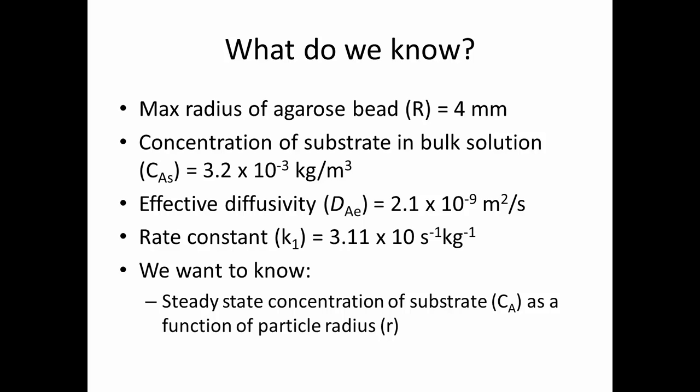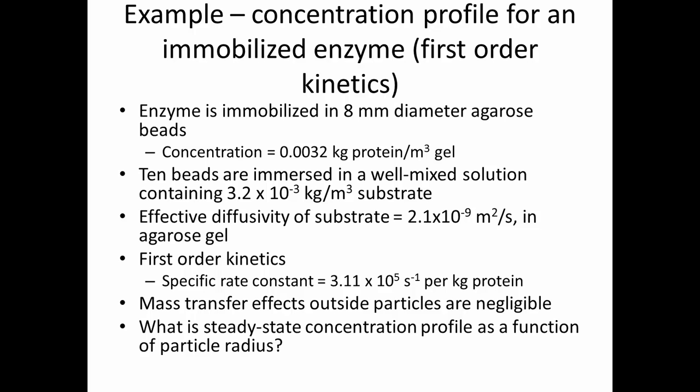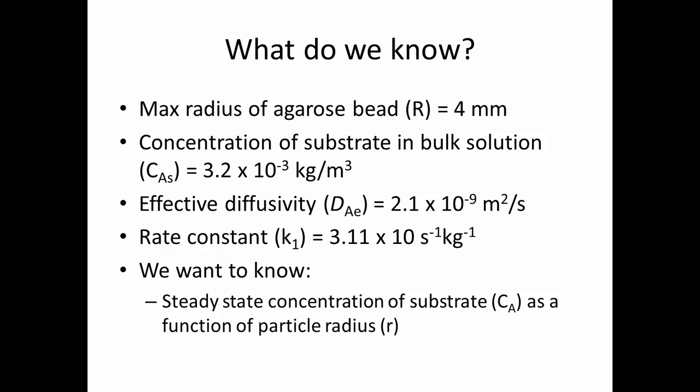What do we know? The max radius of our agarose bead, our big R, is 4 millimeters. We said the diameter was 8 millimeters. Concentration of substrate in bulk solution is 3.2 times 10 to the negative 3 kilograms per meter cubed. Our effective diffusivity is 2.1 times 10 to the negative 9th meter squared per second. Our rate constant is 3.11 times 10 to the fifth per second per kilogram. And we want to know the steady state concentration of substrate, or CA, as a function of the little r particle radius.